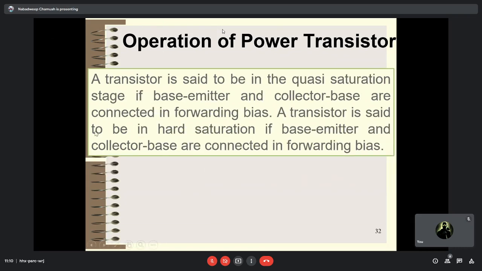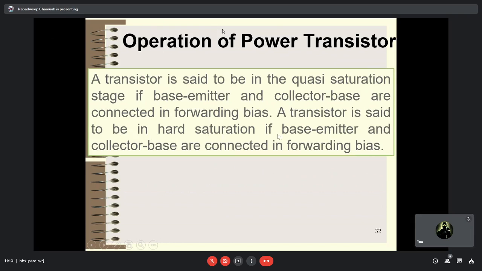That's all. Then a transistor is said to be in a quasi-saturation state if the base emitter and collector base junctions are connected in forward bias. If we connect both junctions in forward bias, then it is called the quasi saturation state.